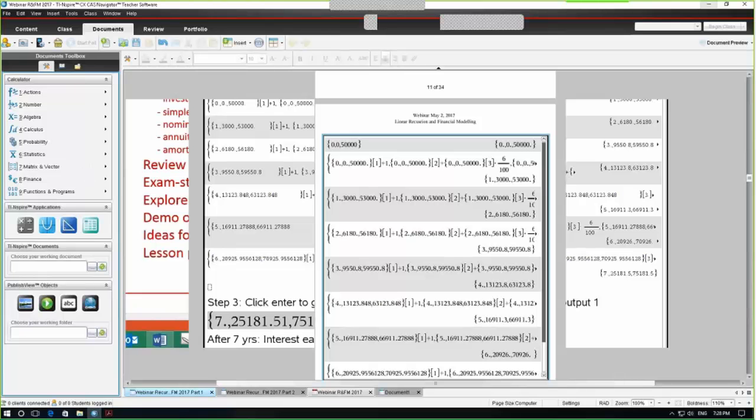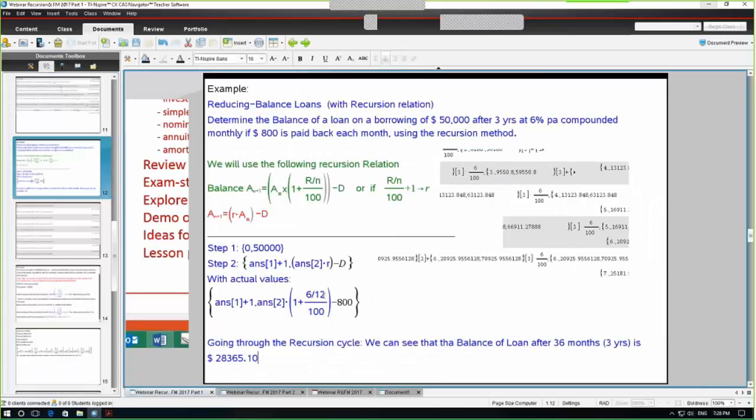Then we've got reducing balance loans. Now I won't go through every single example. If you just have a quick look, so I've got answer 1 plus 1, answer 2 plus whatever the rate of interest. Now obviously I've divided by 12 because it is compounded monthly. And $800 is paid back, so I've got that as the value of D.